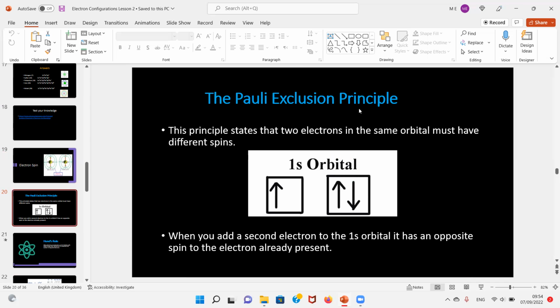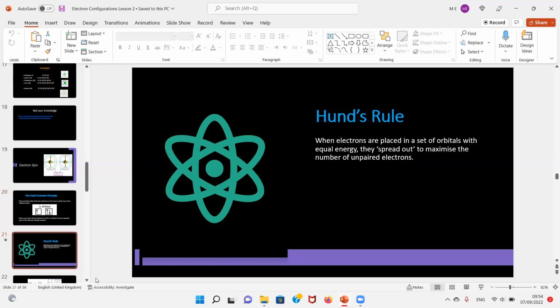So the Pauli exclusion principle says that in each of these orbitals, each of the electrons must have a different spin. So what does that mean? If one of the electrons has a spin up, the other one must have a spin down. The way you represent this is by drawing an arrow pointing upwards and an arrow pointing downward. Okay? So this is basically the Pauli exclusion principle.